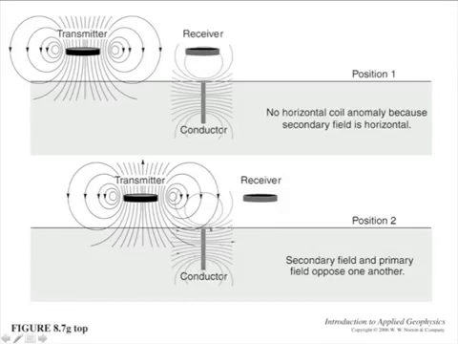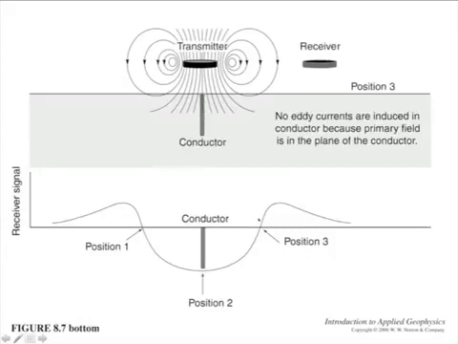Okay, and in this case, the secondary magnetic field is resisting the changes in the primary field. So they're going to oppose each other, and so our receiver is going to see a total magnetic field that is less than it was if the conductor was not there.